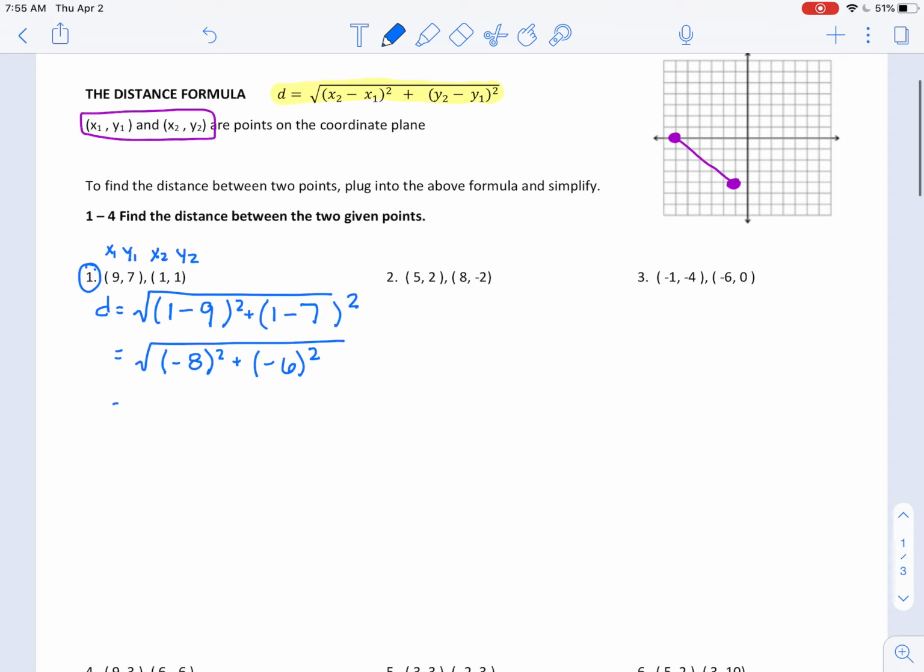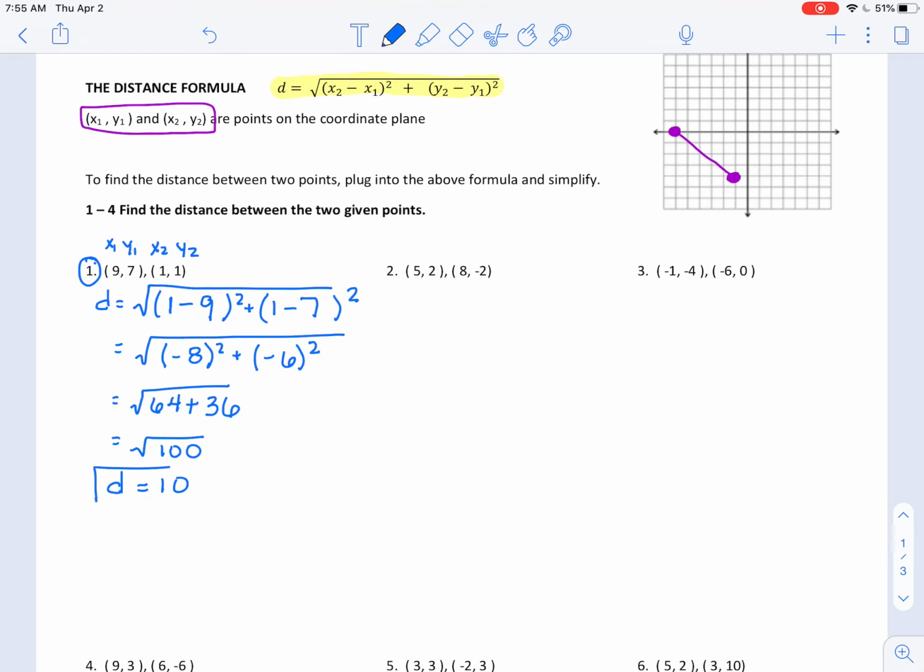Now square each of those numbers. So negative 8 squared is 64, plus negative 6 squared is 36. 64 and 36 is 100. And the square root of 100 is 10. So the distance between these 2 points is 10 units.